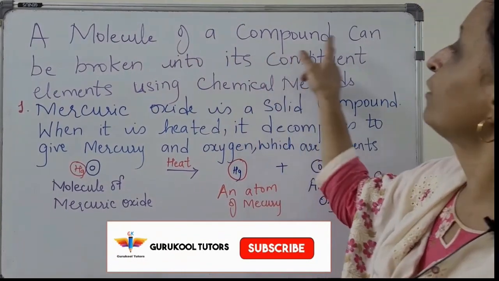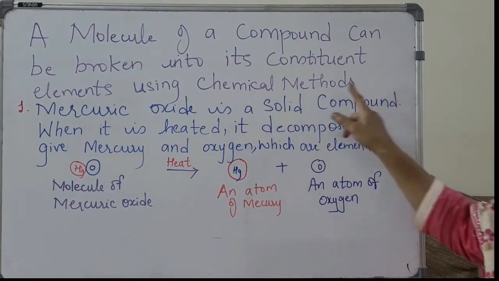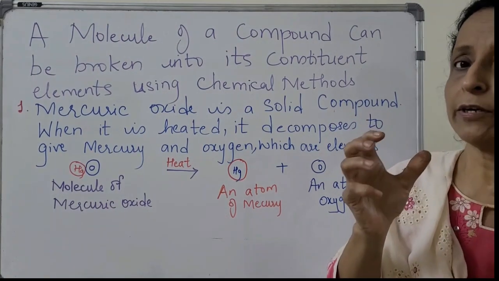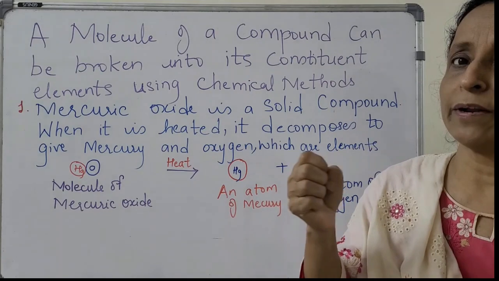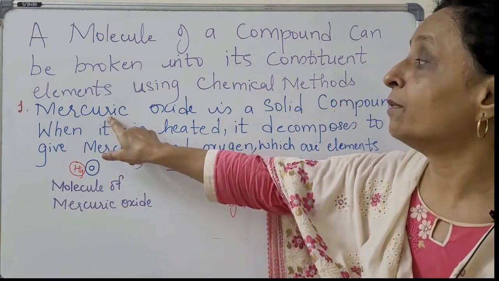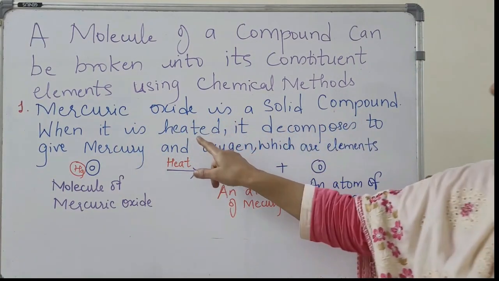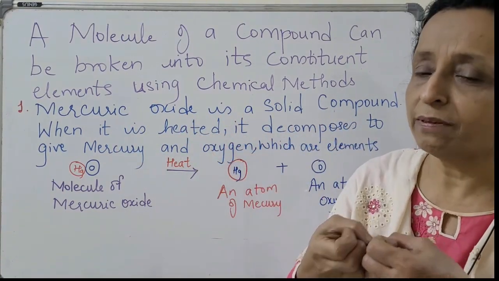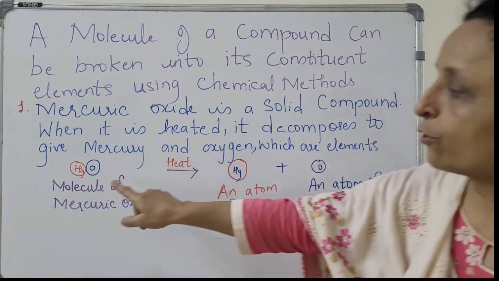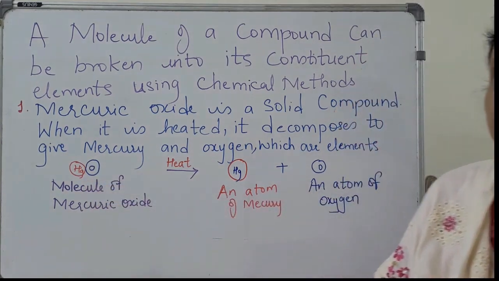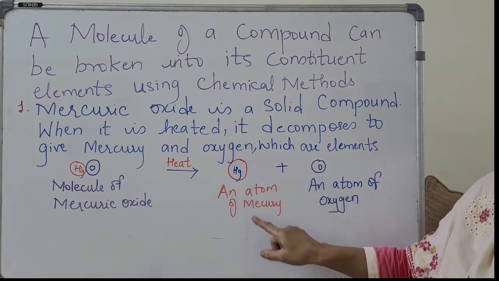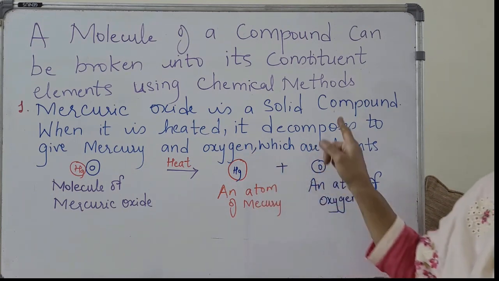Now, a molecule of a compound can be broken into its constituent elements using chemical methods. Water is made up of hydrogen and oxygen. You have to separate them, so there is a chemical method to separate. Now, here mercuric oxide is a solid compound. When it is heated, it decomposes. Decompose means separates. It gives mercury and oxygen, which are the elements. So here it is the molecule of mercuric oxide. It is heated, and it will separate into mercury, giving an atom of mercury and an atom of oxygen.